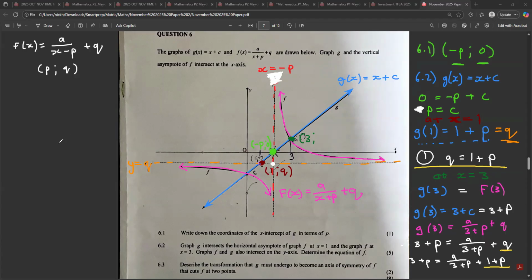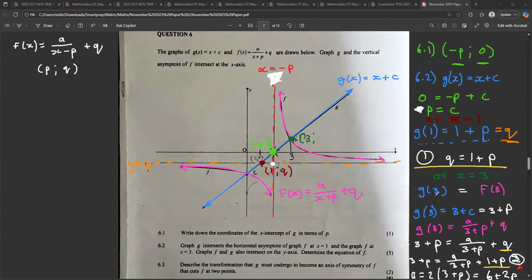So we can then say that a is equal to 2 times 3 plus p, which equals 6 plus 2p. So we have another equation here. I'll make that equation 2.